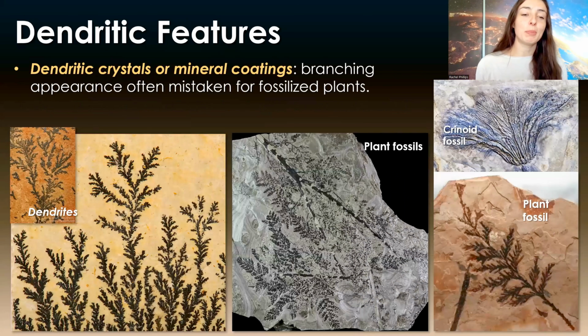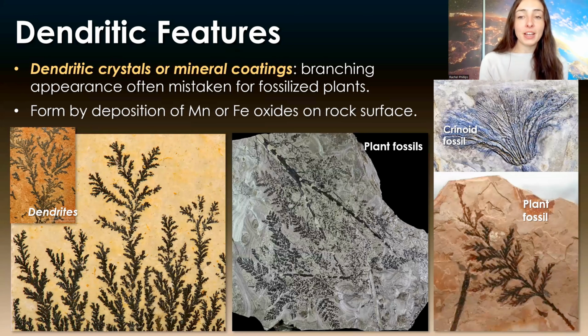Next, on to possibly my favorite, which is why I included it in the thumbnail for this video, dendritic features. Dendritic crystals or mineral coatings on rocks give a branching appearance that often is mistaken for fossilized plants. They actually form by manganese or iron oxide deposition on a rock's surface. However, another fun story, this video is full of fun stories.